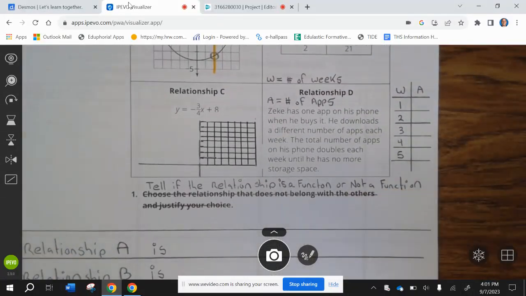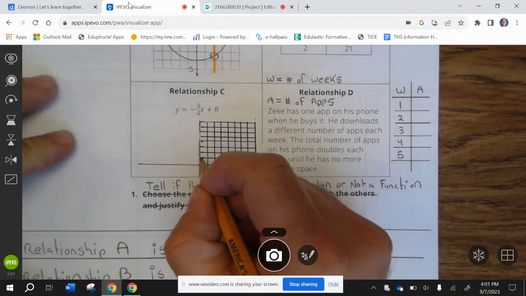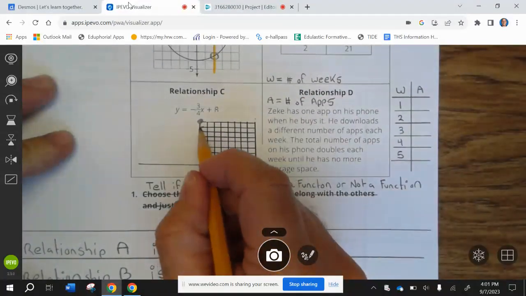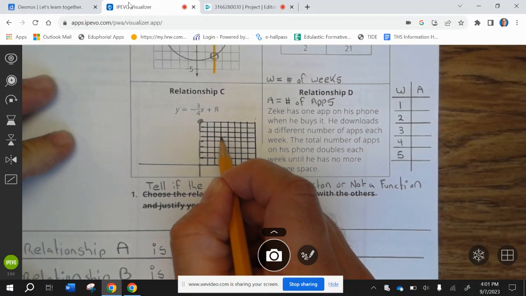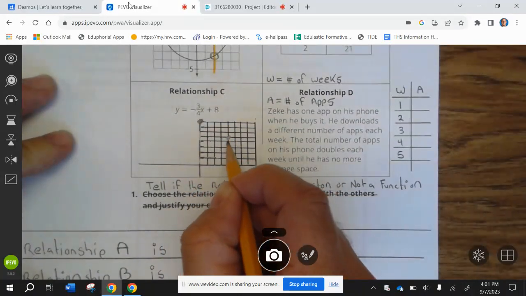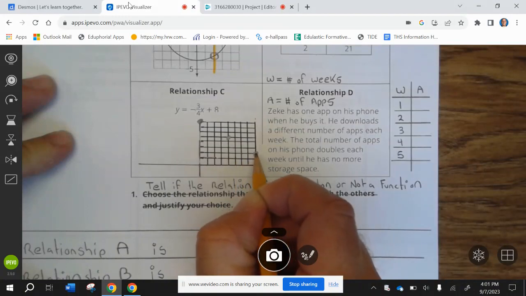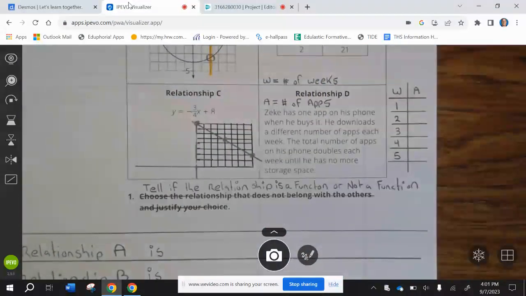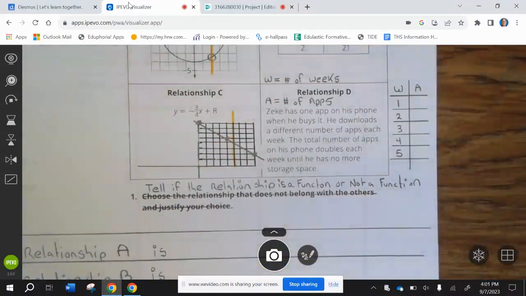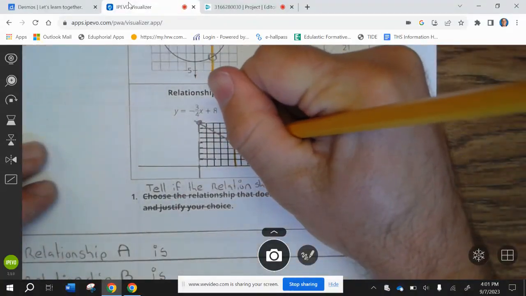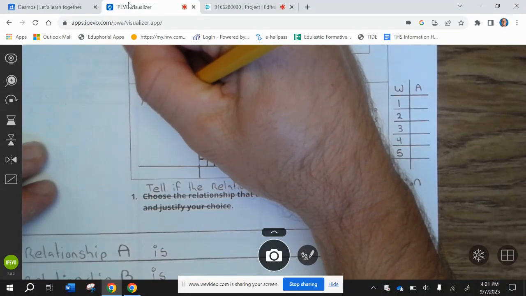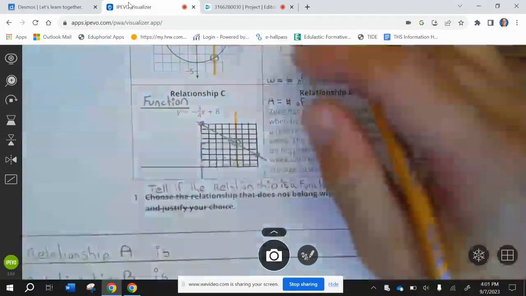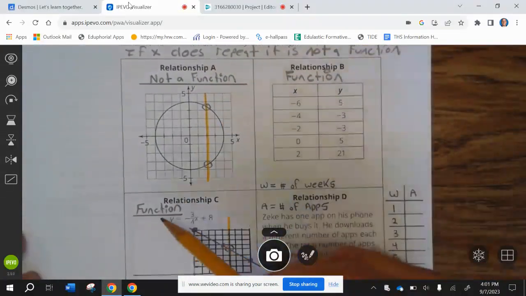All right, so let's go look at relationship C. So to graph this, graph 1, 2, 3, 4, 5, 6, 7, 8. So we start at 8, and we go down 3 to the right 4. So down 1, 2, 3, to the right 1, 2, 3, 4. Down 1, 2, 3, to the right 1, 2, 3, 4. So there's our line. We draw a vertical line through it. It only crosses once, so it's a function. So not a function, function.